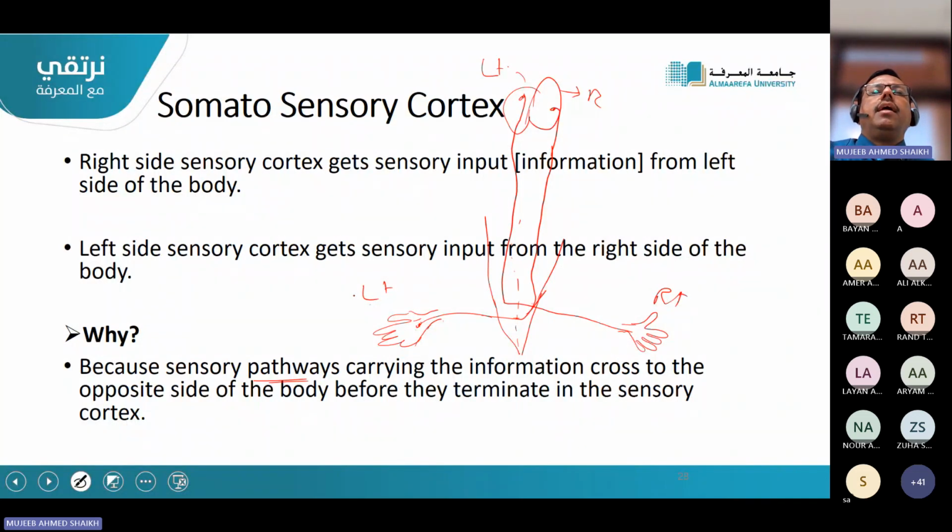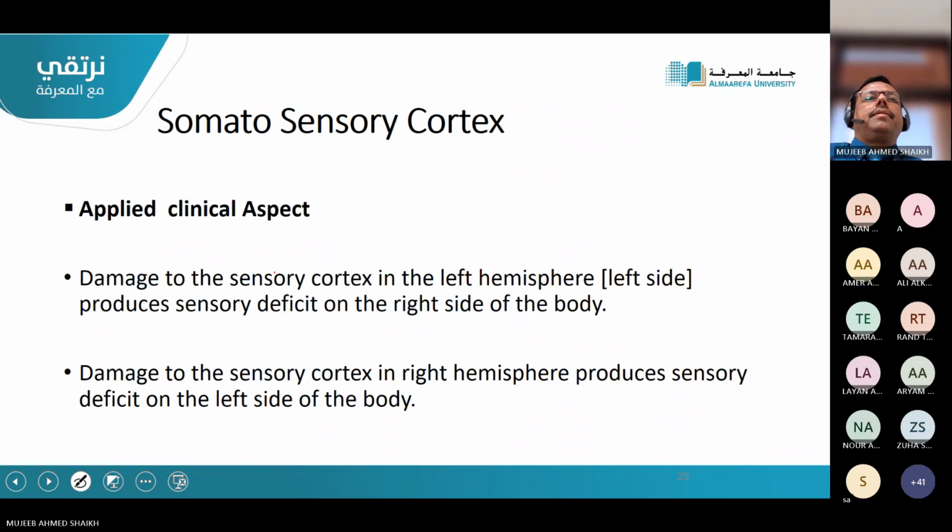That's why if there is damage to this area, left side, you will not be able to feel sensation from the right hand. If there is damage to the right cortex, you will not be able to feel the sensation from the left hand. Okay, this is how opposite control is there. Here it is shown. Damage to the sensory cortex in the left hemisphere will have sensory deficit of the right side of the body, or damage to the sensory cortex of the right hemisphere will have loss of sensation of the left side of the body. Okay.